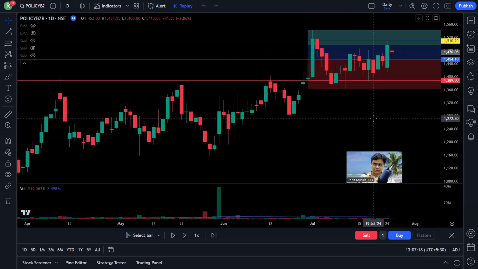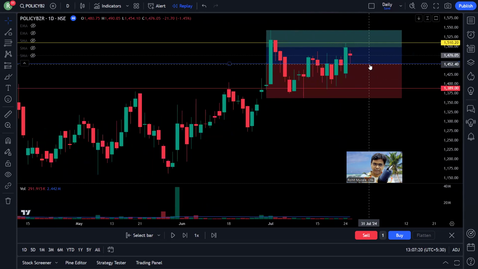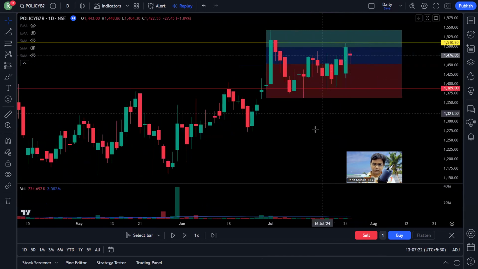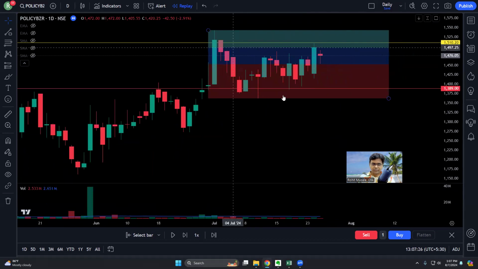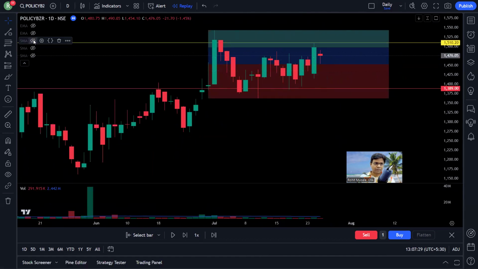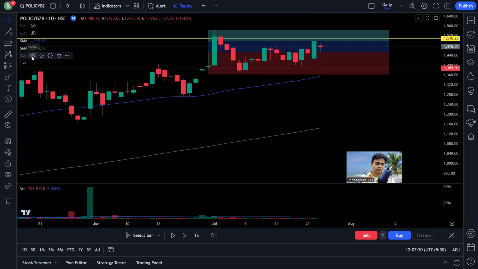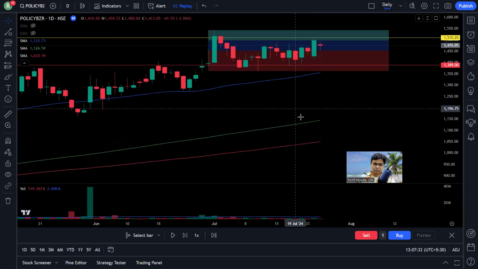Yeah, see, this is what I saw. Let me remove these lines for you so that there is no confusion. Okay. So this is what I saw. So this is the base. Okay. So the first reason I bought the stock is obviously the moving averages. The blue, the green, and the red.